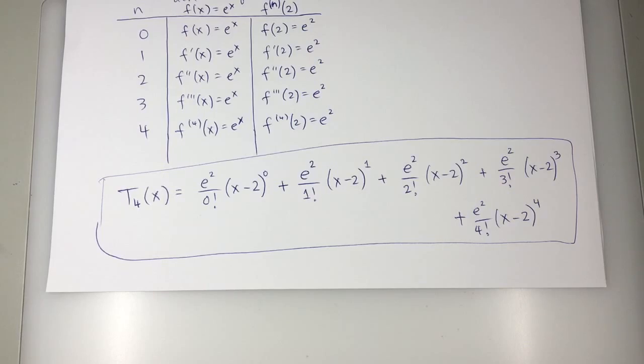Now I want to plug this into the graphing calculator, and I want you to compare this to what I got previously when I did the Taylor series centered at 0.